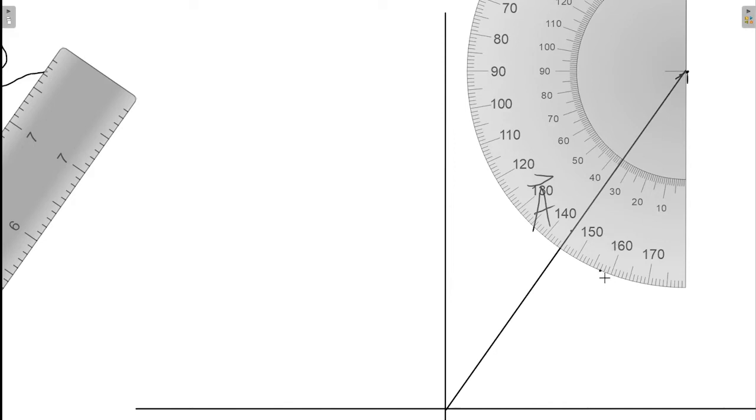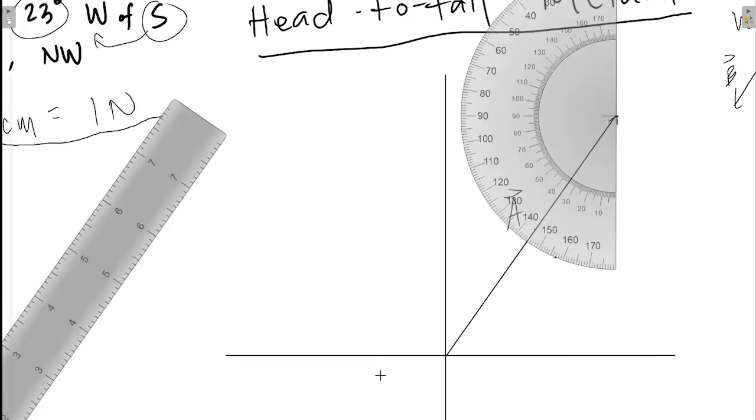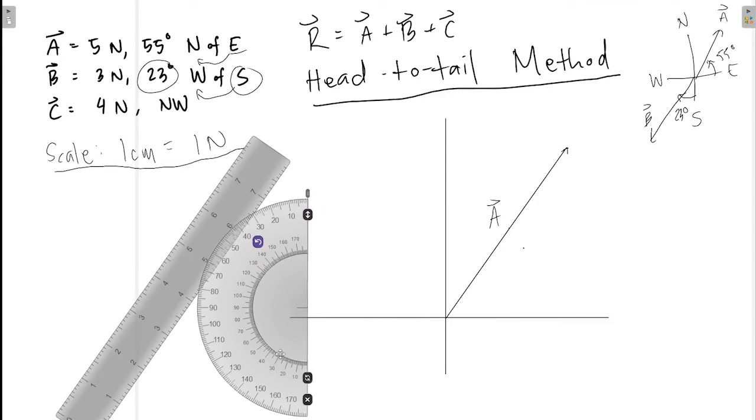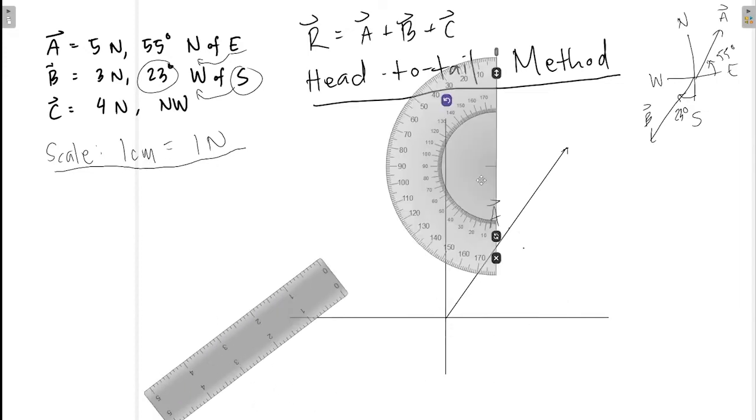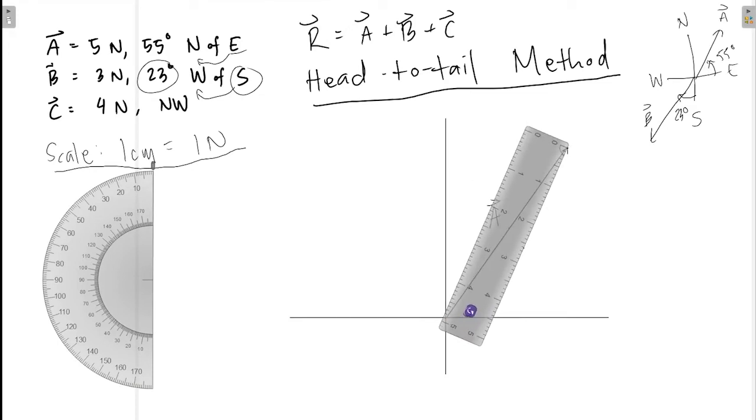Okay. That is 23 degrees. Now, using our ruler, let's draw an arrow papunta dun sa direction na yan because that is 23 degrees west of south. This time, the value is 3 newtons. So from our scale, we will draw it with a length of 3 centimeters. Okay, so let's draw that line.